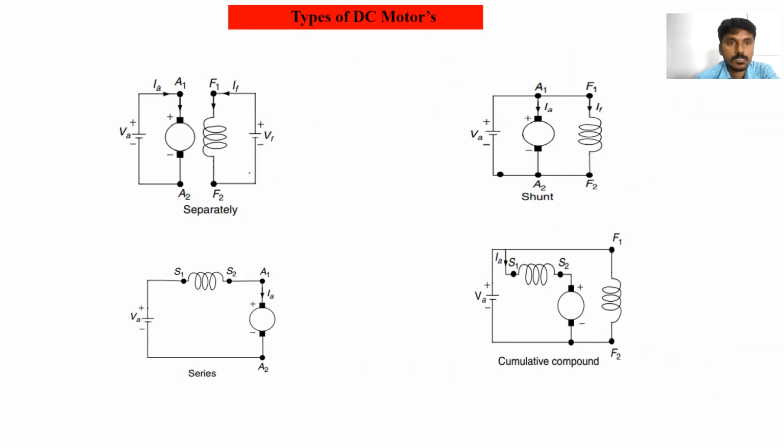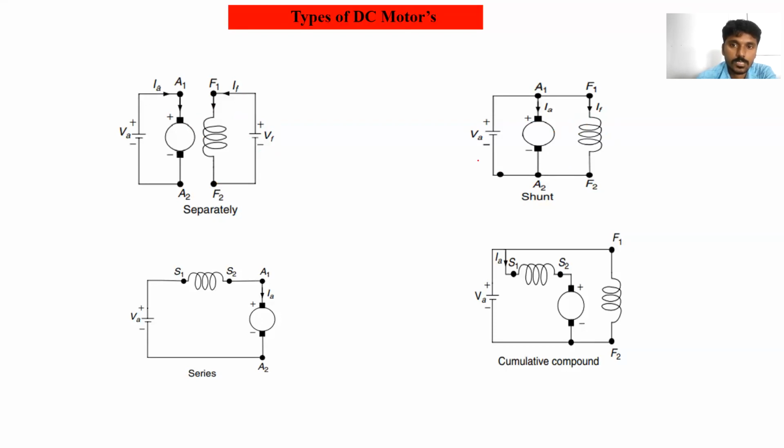Okay, these are the basic types of the DC motors based on the excitation. The DC motors have been classified into separately excited DC motor, DC shunt motor, DC series motor, and compound motor. Clear? Already we know, the field winding is excited by a separate DC supply. That's why they have given this name, separately excited DC motor. And the field winding is connected in parallel with the armature.